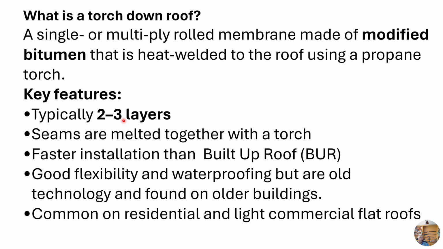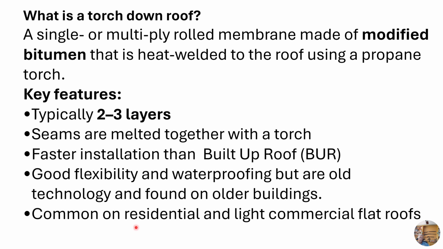Some of the key features are there are 2 or 3 layers. The seams are melted together with a torch. It's faster installation than what they call a built-up roof, which is pretty similar to this look of a roof. It's hard to tell them apart, especially when they've been silver coated several times. They have good flexibility and waterproofing, but are old technology and found on older buildings. I've never seen a torch down or built-up roof put on a new building. I guess it's possible, but all the new ones I see are either TPO or EPDM.